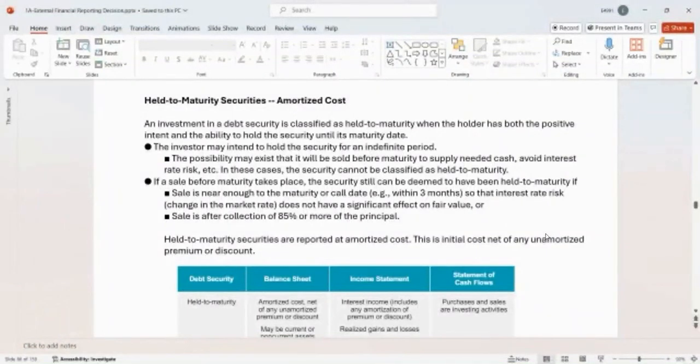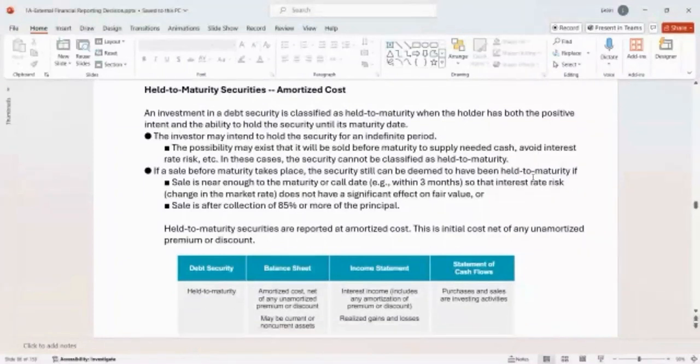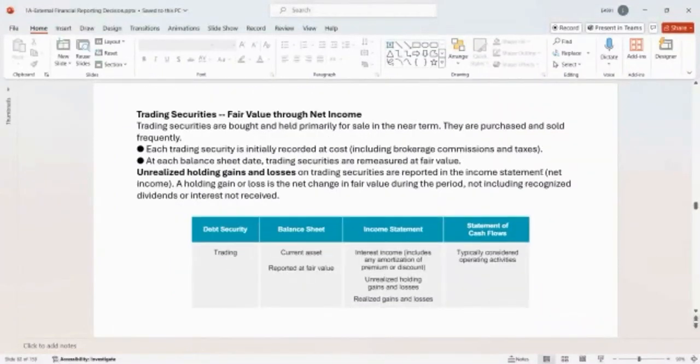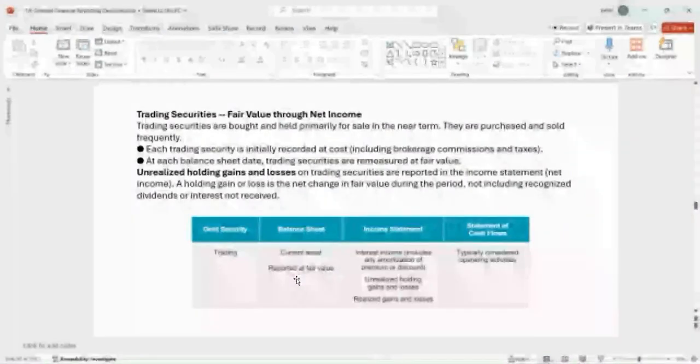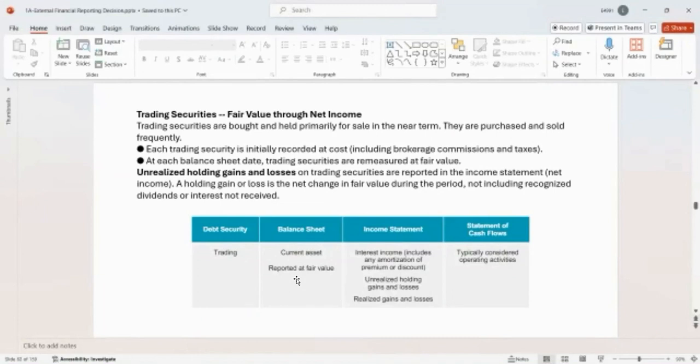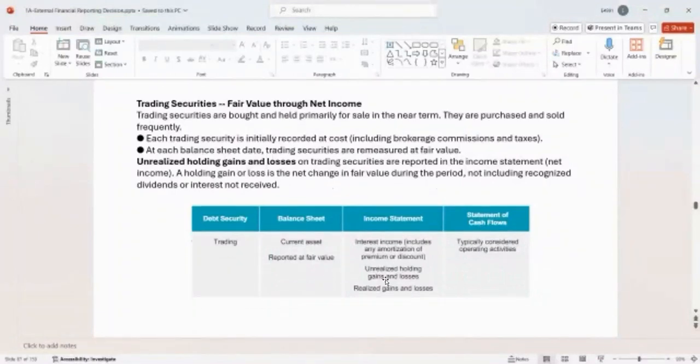Held to maturity securities are reported at amortized cost. This is initial cost net of any unamortized premium or discount. A debt security classified as trading will be stated on the balance sheet as a current asset reported at fair value. On the income statement, interest income includes any amortization of premium or discount, and unrealized holding gains and losses and realized gains and losses. On the statement of cash flows, it is typically considered operating activities.